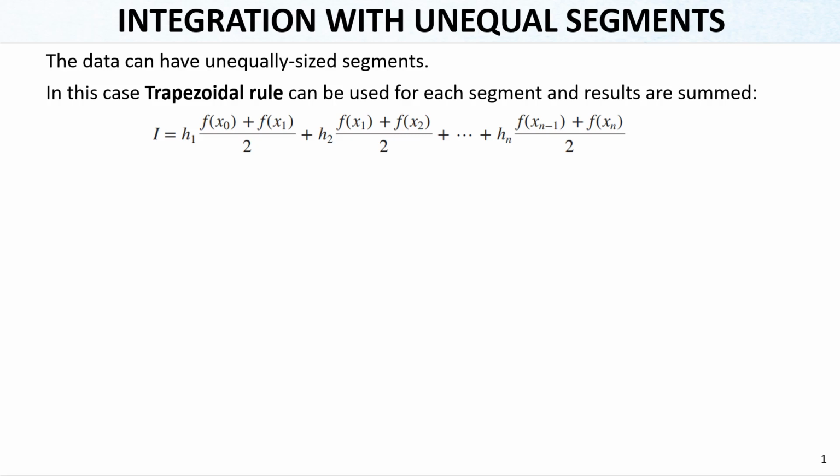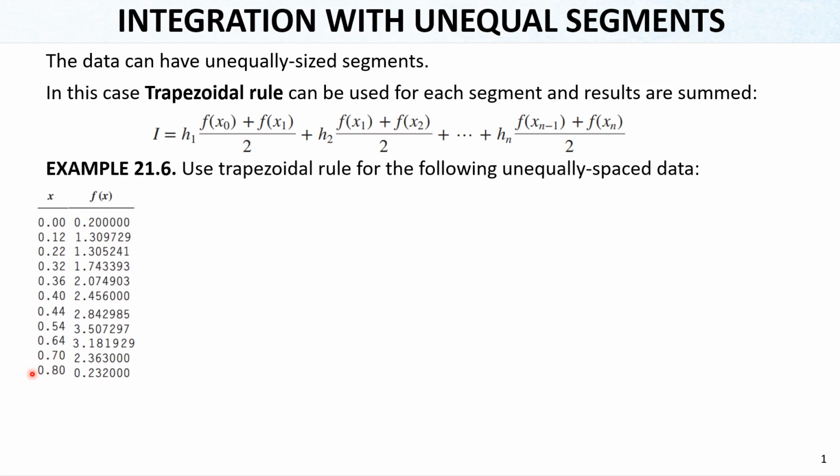We can also work with unequal segments. So the size of the segments can be not equal. In the previous examples and applications, we had equal size segments, but now we have unequal size segments. Then we can use the trapezoidal rule easily by simply applying it for each segment separately, then sum them all. That's very simple.